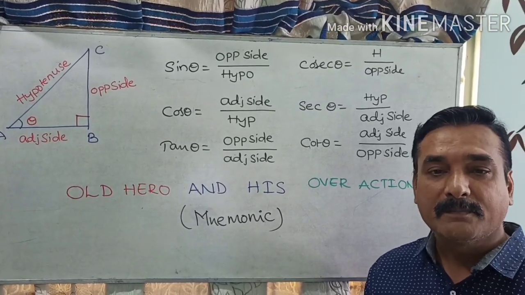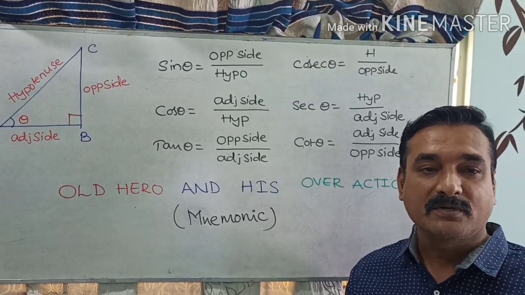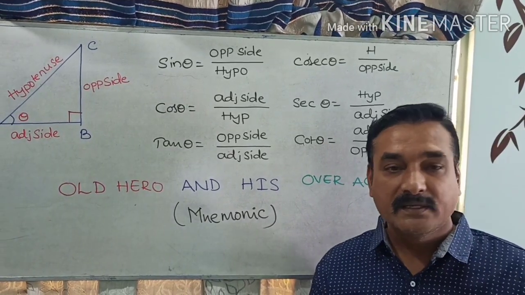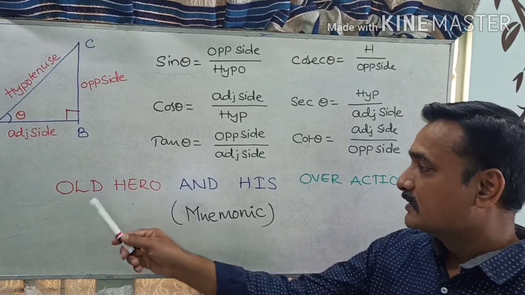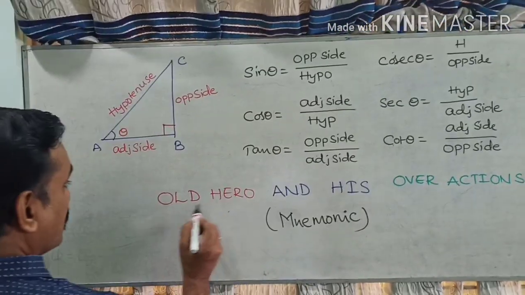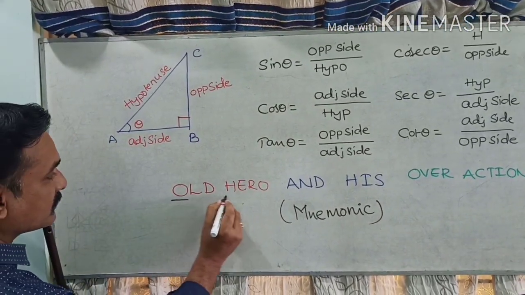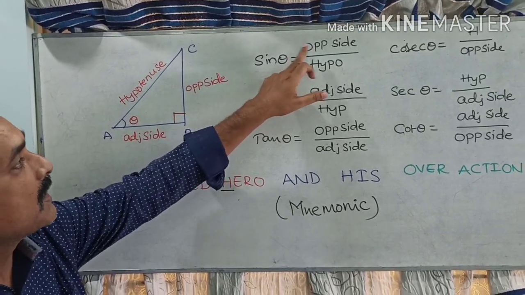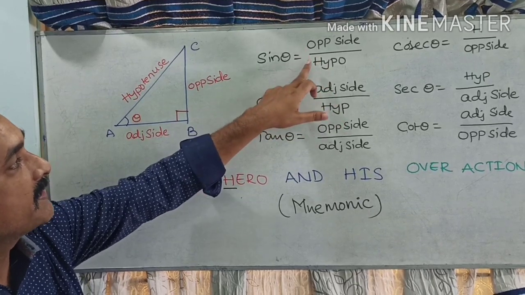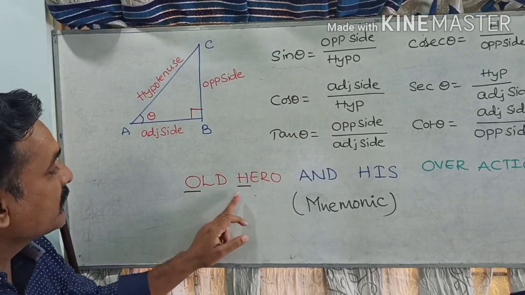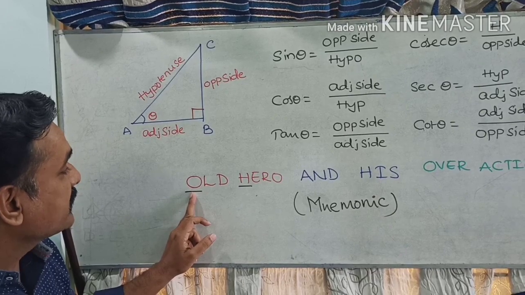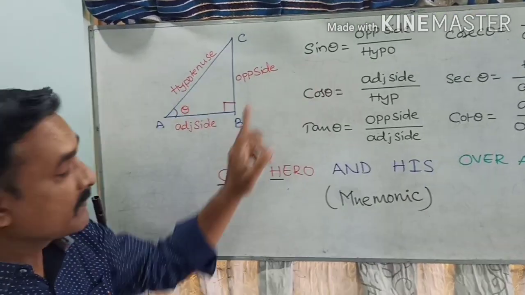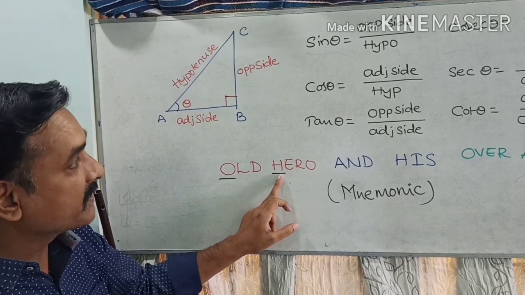Hello children, in the previous class we have discussed trigonometric ratios. You can remember them easily with a small mnemonic: old hero, old hero. In this, sin theta equals opposite side by hypotenuse. Identify the first letters: O for opposite, H for hypotenuse. So to remember sin theta, opposite side by hypotenuse.